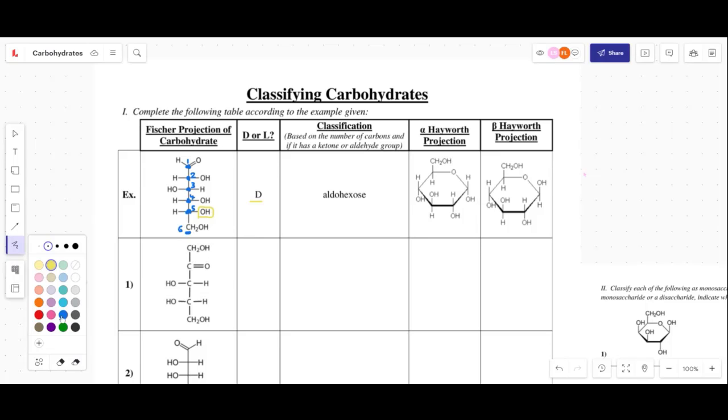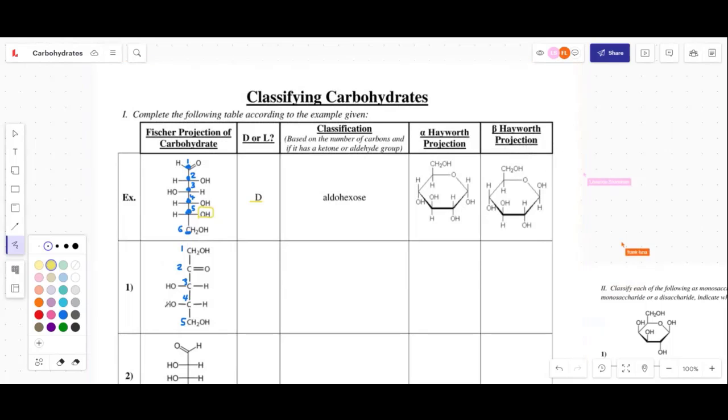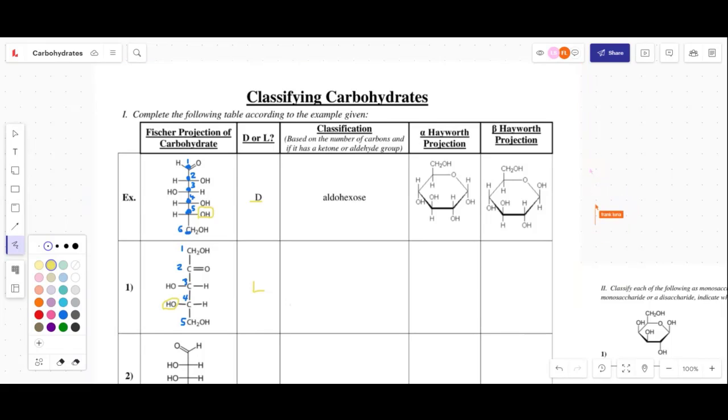If we look at the next one, we could do the same thing. It's 1, 2, 3, 4, 5. A 5 carbon sugar, and the last chiral carbon, the last cross, so to speak, is carbon number 4, and I see that the OH is on the left-hand side here. Because the OH is on the left-hand side, we would call this an L sugar.